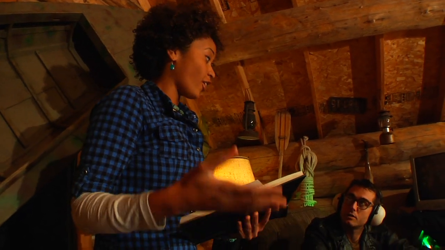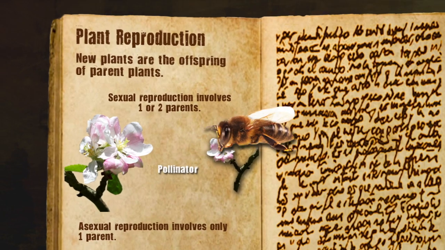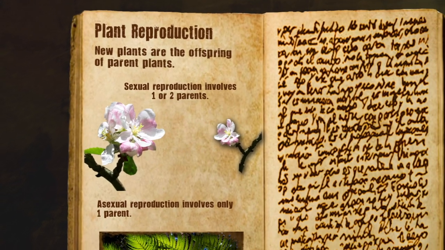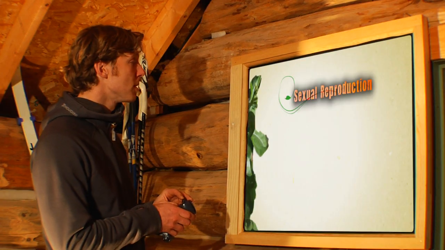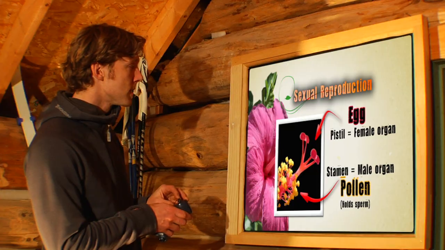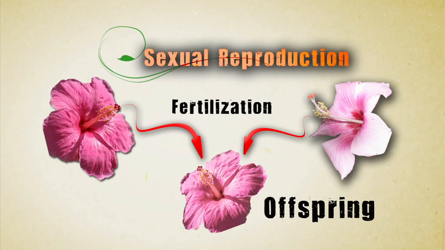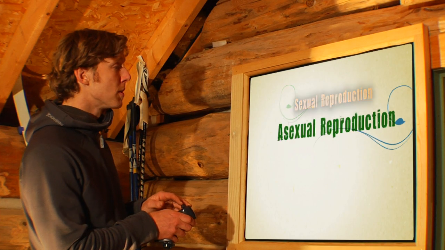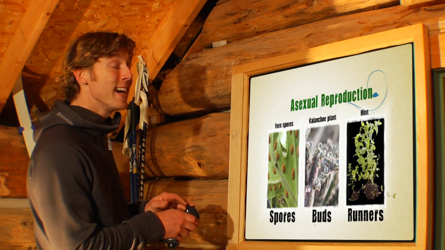Okay, new plants are the offspring of parent plants, and these offspring can be formed two ways: sexual reproduction or asexual reproduction. Yeah, and during sexual reproduction in plants, the male organ produces sperm and the female organ produces eggs. Fertilization occurs when the sperm and egg combine to produce offspring. Sexual reproduction results in offspring that look similar to the parents. In asexual reproduction, certain plants can make spores, buds, or runners to produce more new plants that are identical to the parent. See what Hazen's up to.